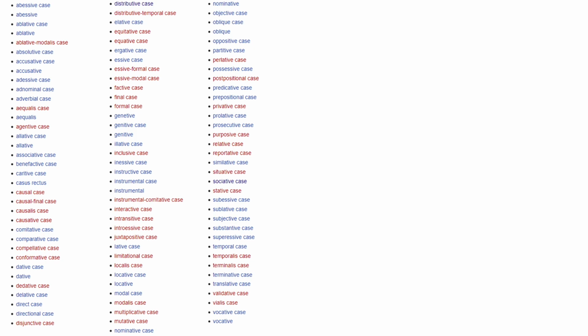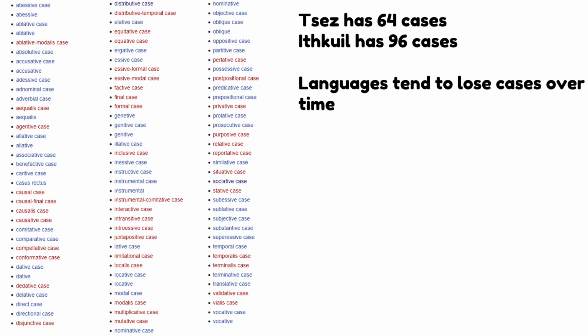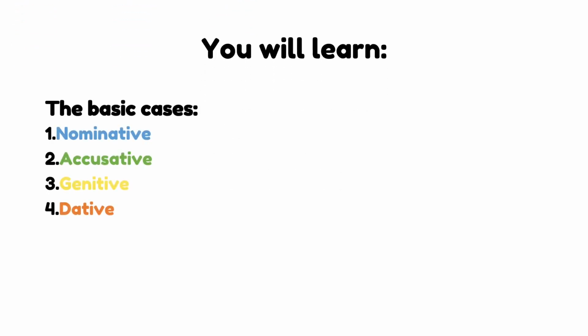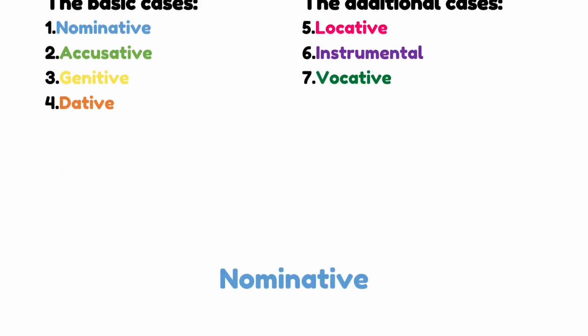There are a lot of cases. The Tsez language, for example, has 64 cases, while a constructed language named Ithkuil has 96. Languages tend to lose cases over time, so Old English used to have 4, Latin had 6, Proto-Indo-European had 8. In this video you will learn the basic cases, as I call them: nominative, accusative, genitive, and dative, and some additional cases like locative, instrumental, and vocative.